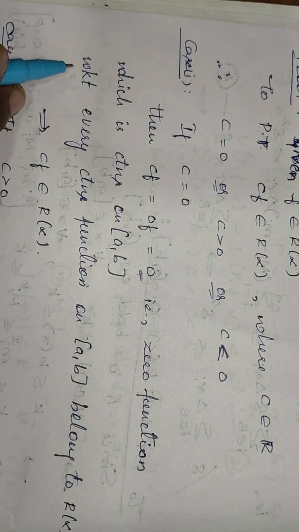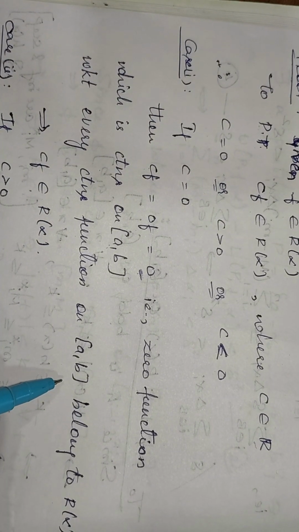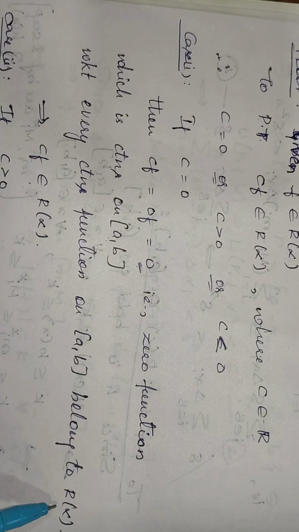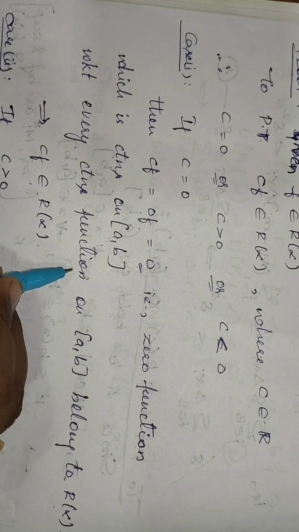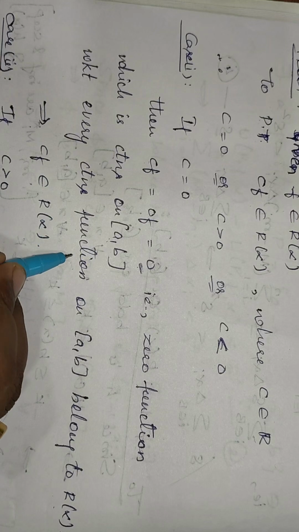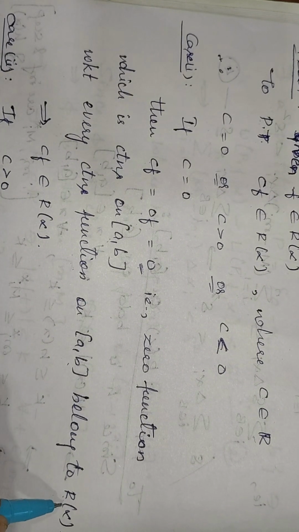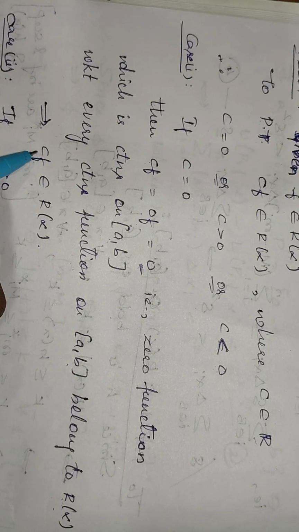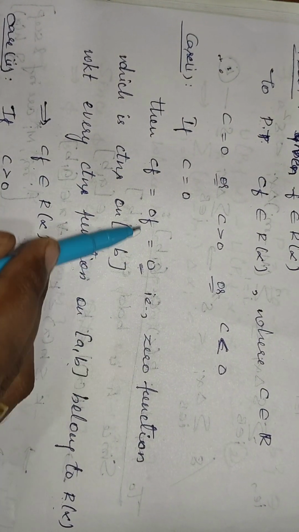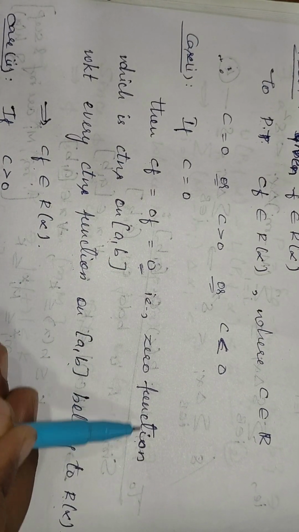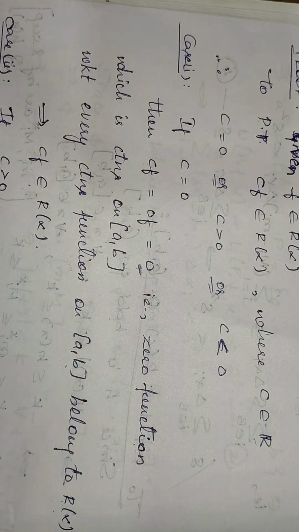Okay, we know that every continuous function on closed interval AB belongs to R of alpha. So here we have done this theorem in previous videos. Okay, so every continuous function f on closed interval AB is Riemann-Stieltjes integrable. So it implies Cf is also Riemann-Stieltjes integrable because Cf here is a 0 function which is continuous. And now let's move on to case 2.